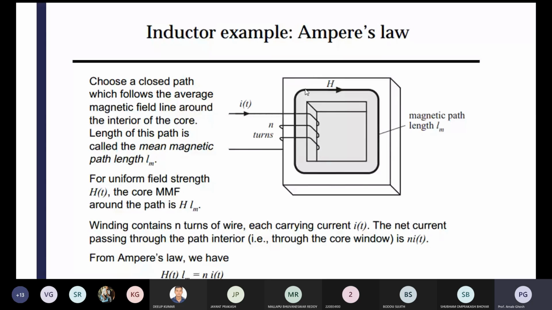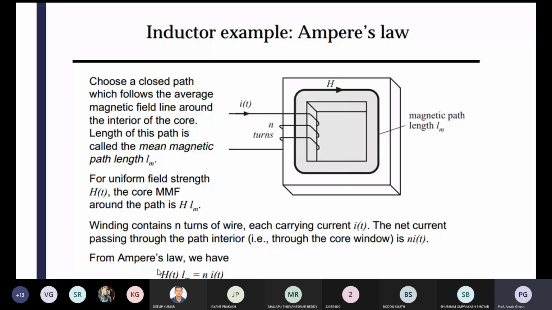Okay, H into Lm is there. The winding contains N turns of wire, each carrying current I. So in terms of the wire carrying the current, the net current passing through the path of interior, that means through the core window, is NI. NI means ampere-turns. By Ampere's law, we have that H into Lm equals NI.